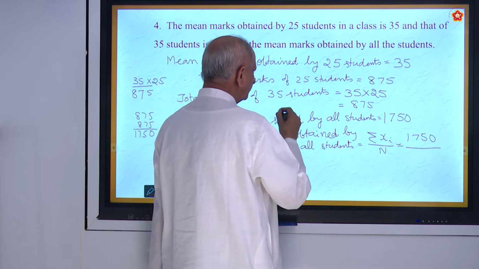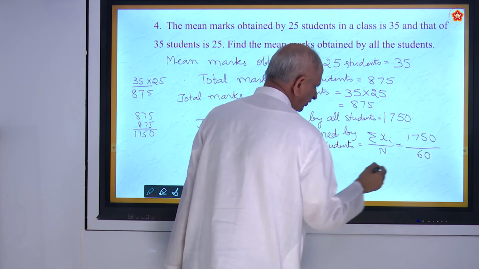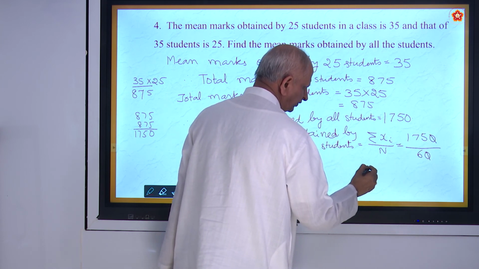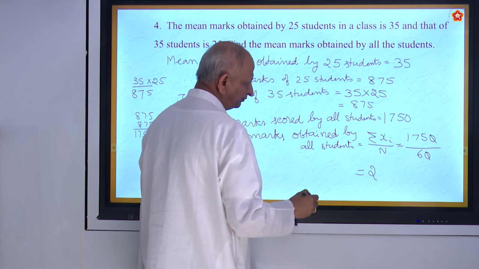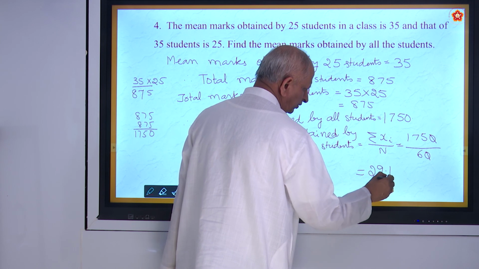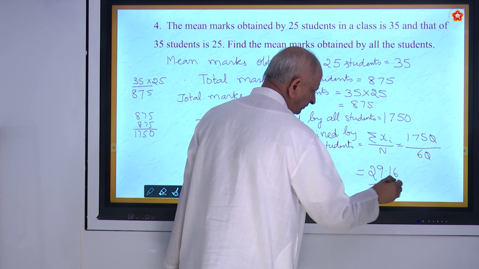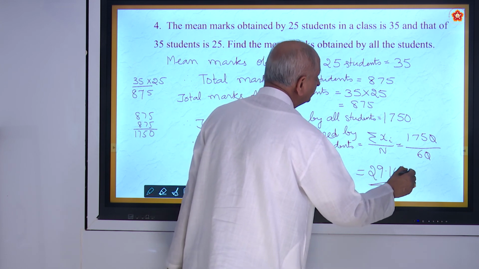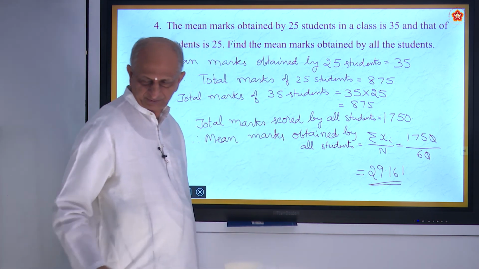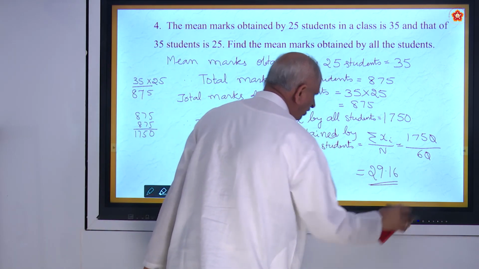Totally 60. So if you divide it, 0 cancels. 6 2s are 12, 5 left. 6 9s are 54. 6 1s are 6, and 6 6s are approximately 36. So 29.16 is the marks. So that is the average of all the students.